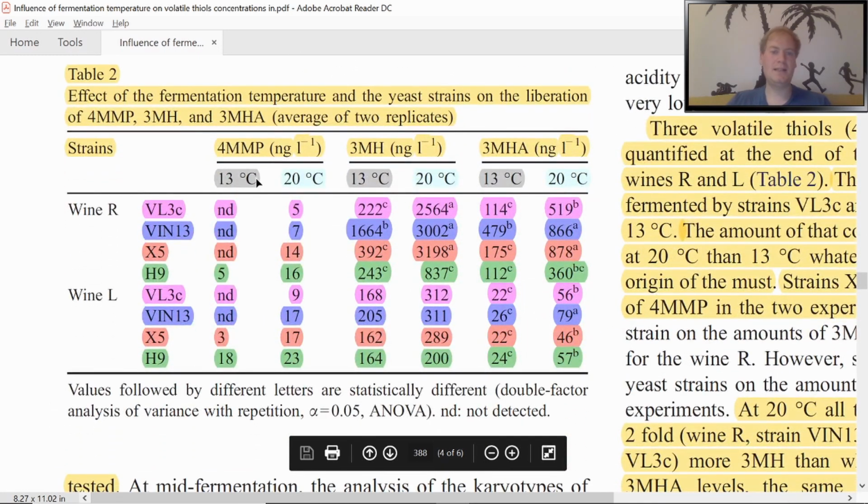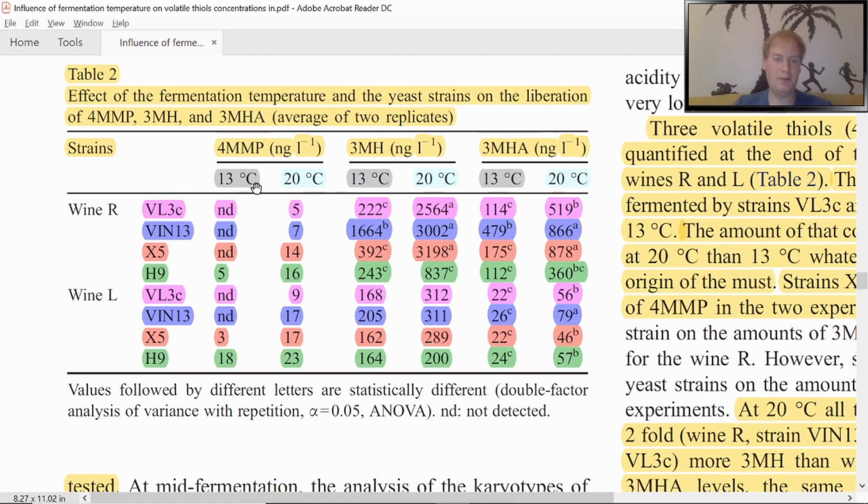And here we see, in terms of the 4-MMP concentration at 13 degrees, for some ferments the 4-MMP concentration was so low that it was not detectable, whereas at the higher temperature we clearly see it was detected in each ferment. What about 3-MH? What about this grapefruit, passion fruit aroma?